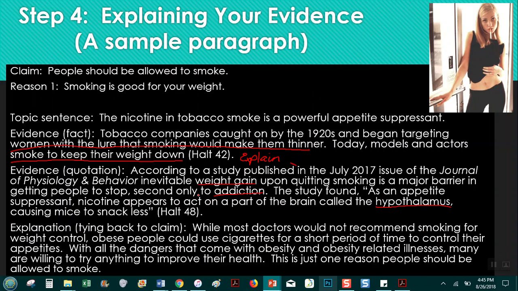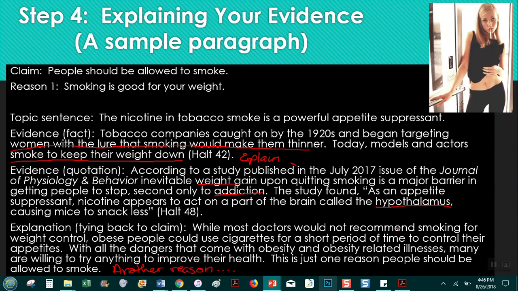While most doctors would not recommend smoking for weight control, obese people could use cigarettes for a short period of time to control their appetites. With all the dangers that come with obesity and obesity-related illnesses, many are willing to do anything to improve their health. This is just one reason people should be allowed to smoke. And then she linked it to her next point, and she said another reason, and then she went on from there.